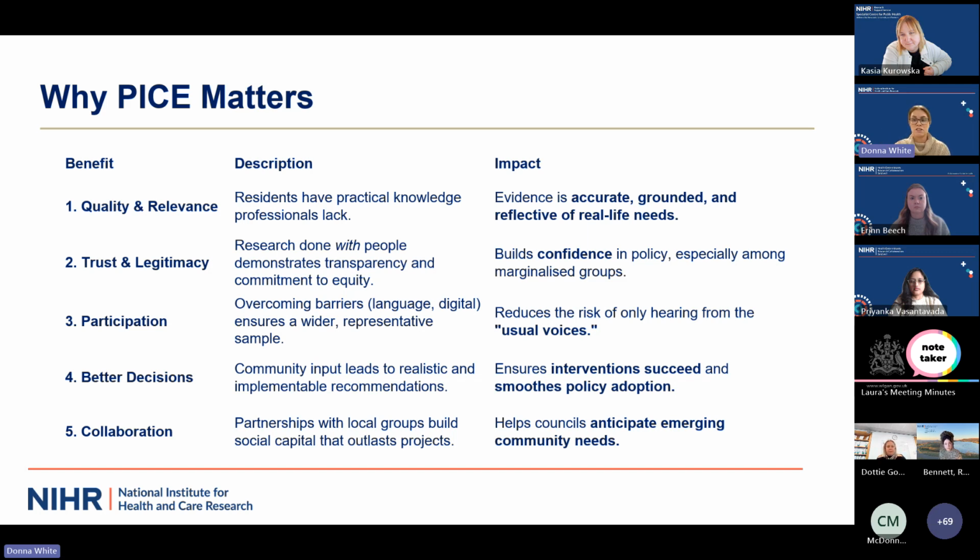A good strategy supports better decision making and stronger outcomes. Research is only useful if it leads to change. So when communities are involved throughout the process, they help shape recommendations that are realistic, appropriate and implementable. This makes policy adoption smoother and increases the likelihood that interventions will succeed in practice. It fosters collaboration and shared ownership. Working with community groups, voluntary sector organisations, service user networks, faith groups, and all the other partnerships you might come into contact with across the organisations will outlast individual research projects. These relationships can help councils better anticipate emerging needs, co-create solutions, and build stronger social capital within the neighbourhoods.